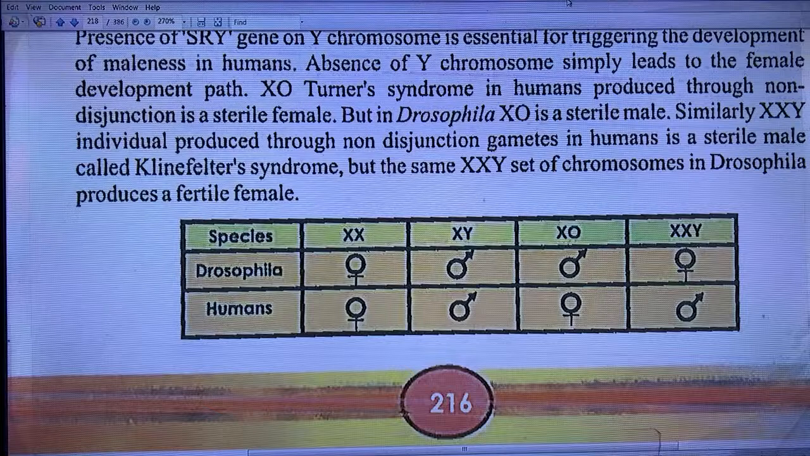Similarly, XXY individual produced through non-disjunction gametes in human is a sterile male called Klinefelter syndrome. But the same XXY set of chromosomes in Drosophila produces a fertile female.